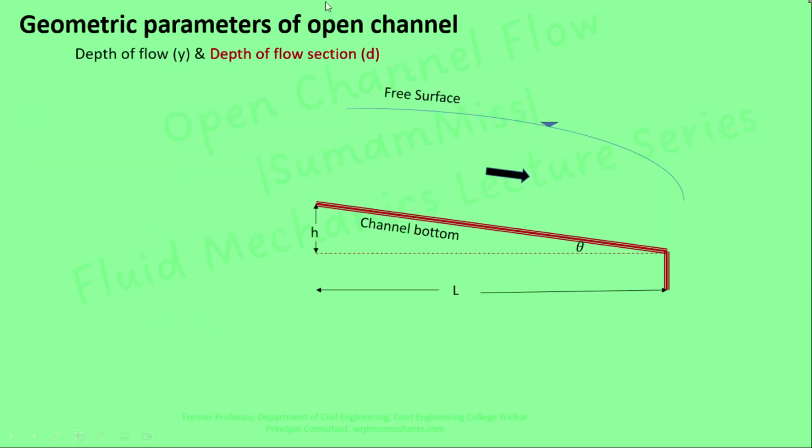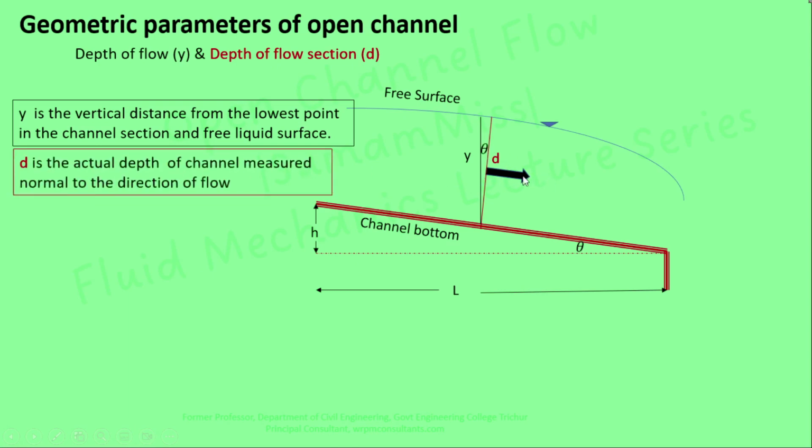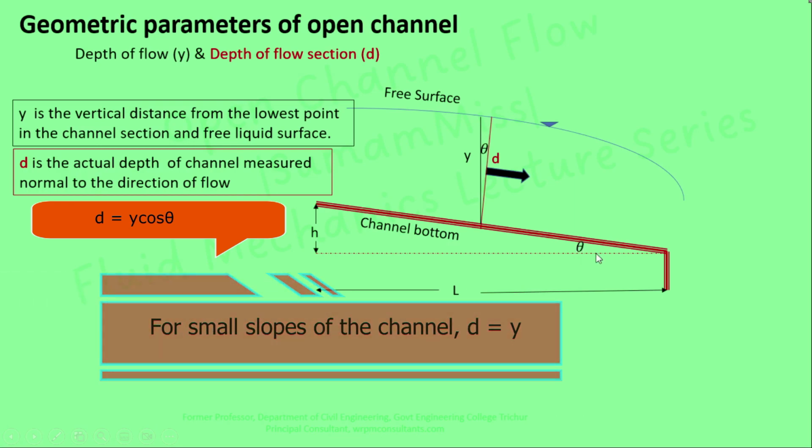Other geometric parameters of open channel are the depth of flow and the depth of flow section D. The depth of flow is the vertical distance from the free surface to the lowest point on the channel bottom. It is indicated by Y. So Y is the vertical distance from the lowest point in the channel section to the free liquid surface. It is different from the depth of flow section D. The depth of flow section D is the distance measured normal to the flow. So this is the flow direction, and the depth of flow section is represented by D. So D is the actual depth of the channel measured normal to the direction of the flow. We can relate Y and D as D equal to Y cos theta. But if theta is very small, then we can equate D equal to Y.